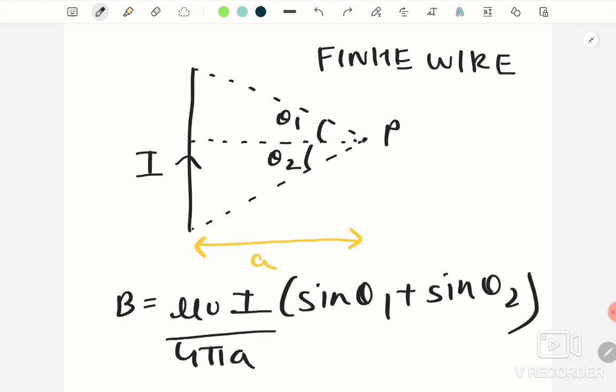Guys, here A is the perpendicular distance to point P, and theta 1 and theta 2 are the angles that point P makes with the ends of the wire. So with this we have completed this slide. Let's move ahead to the next slide.